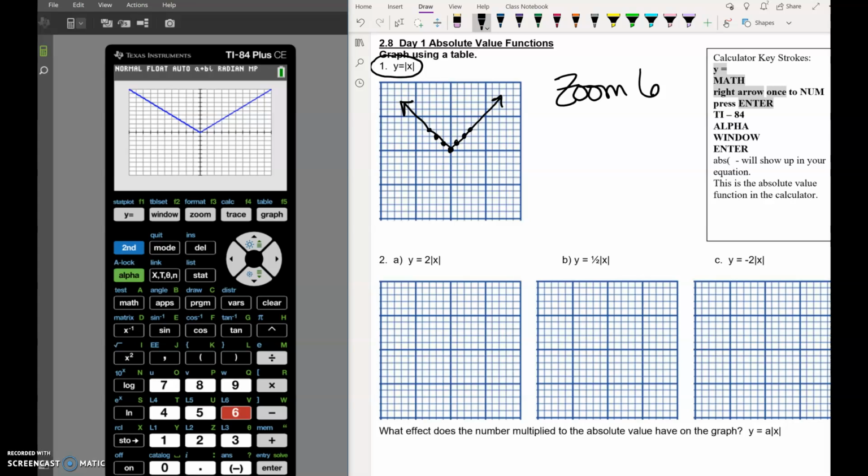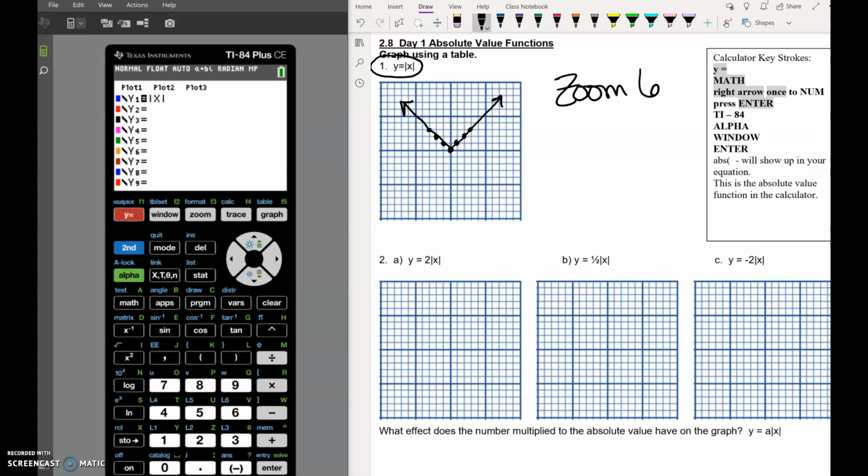All right, let's graph y equals 2 times the absolute value of x. So go into your y equals. And I would just clear it out because we want to practice entering this anyway.